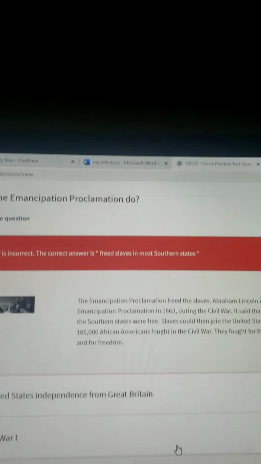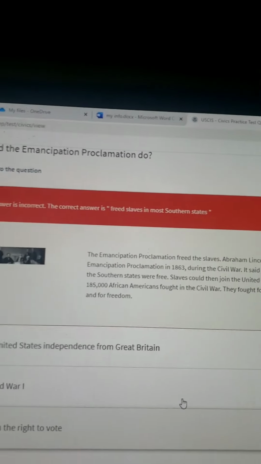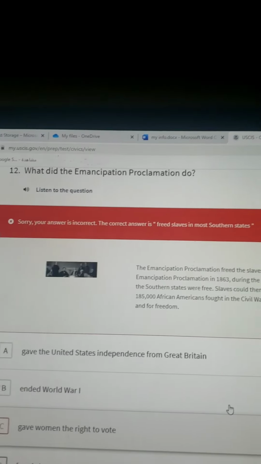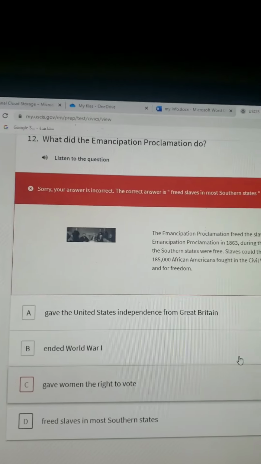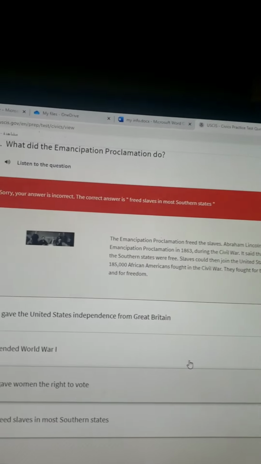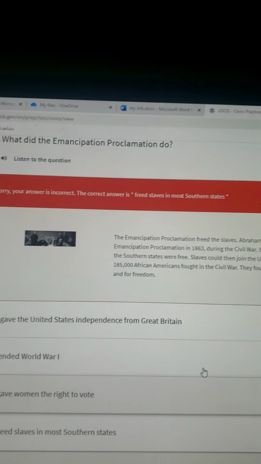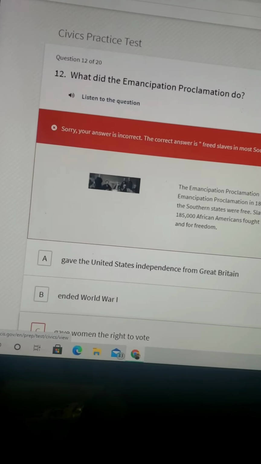Abraham Lincoln issued the Emancipation Proclamation in 1863. During the Civil War, it said that the slaves in the southern states were free. Slaves could then join the United States Army. 185,000 African Americans fought in the Civil War. They fought for the Union and for freedom. Okay.